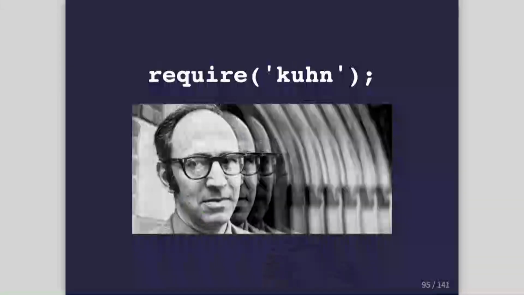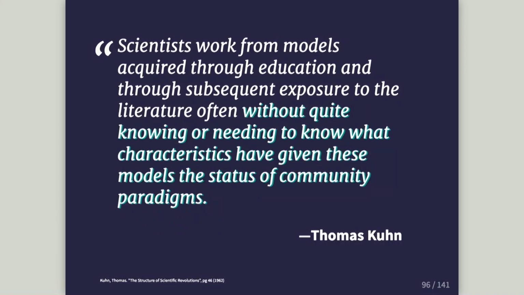How did this happen? All right, and this is when I like to pull out my philosopher friends. This is Thomas Kuhn. He's an amazing philosopher of science. Yes, I consider him a friend. No, we have not met. He says this in his book, The Structure of Scientific Revolutions, which, if you have the tolerance for books, is a good one. He says, scientists work from models acquired through education and through subsequent exposure to the literature, often without quite knowing or needing to know what characteristics have given these models the status of community paradigms.